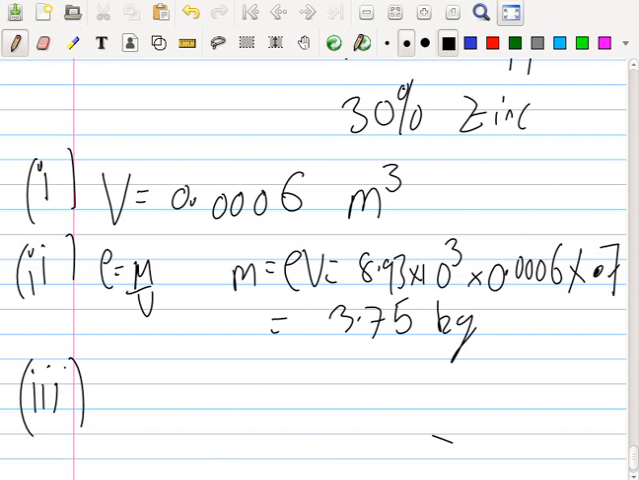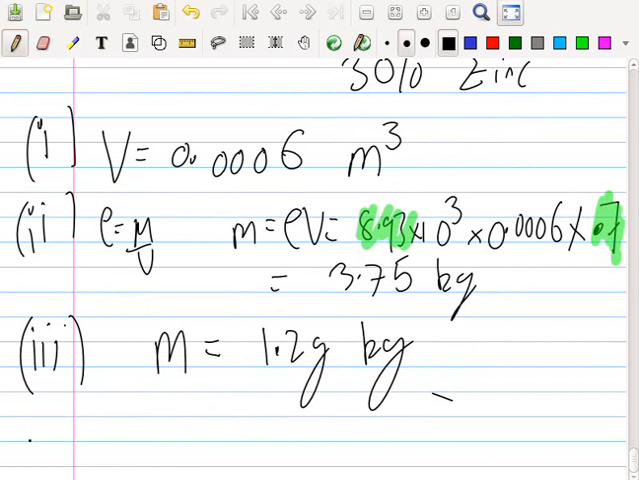Now, I'd like you to do the same thing for the zinc. The only thing you need to change for the zinc is here is 0.3, and here for zinc is 7.14. So when you change them, what do you get? 1.29 kilograms.